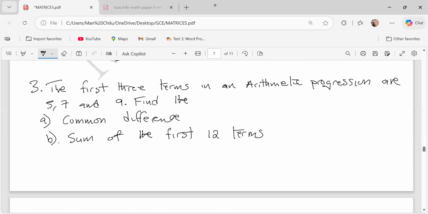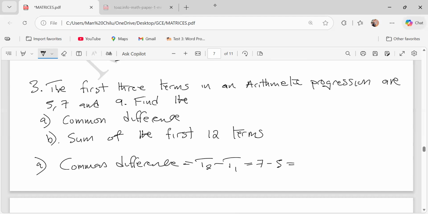So common difference is equal to the second term minus the first term. Remember we're given 5, 7, 9. So the second term is 7, the first term is 5. What we're going to get is 2. So the common difference here is 2.